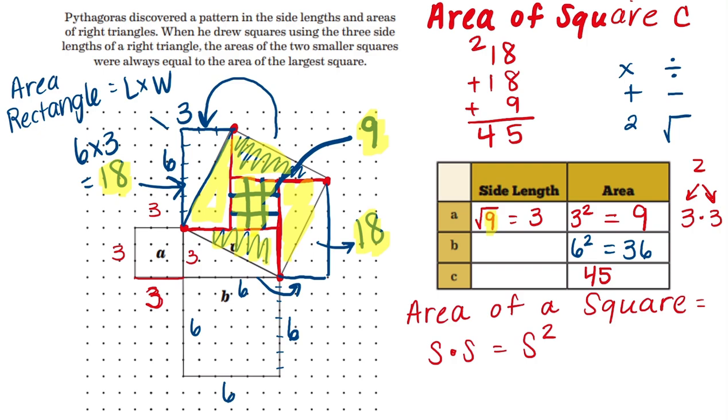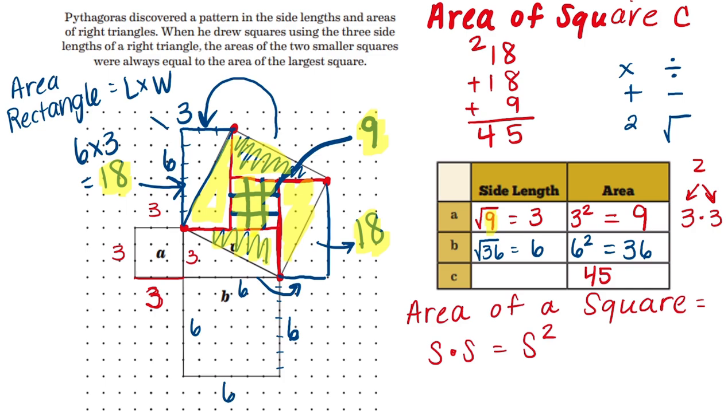So if I repeat that for B, my side length for B should be the square root of the area, which is 36. What number multiplied by itself gives me 36? It's 6. And we already know that's the side length, and I can prove it because I can count the sides of B.